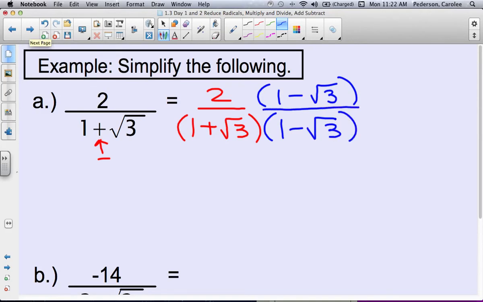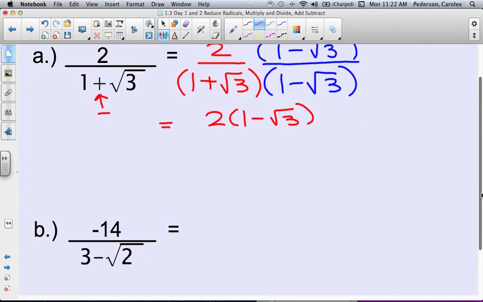Now we multiply these two fractions together. So we multiply across. 2, 1 minus the square root of 3. The denominator, if I FOIL the denominator, 1 times 1 is 1. And then 1 times negative square root of 3 is negative 1 square root of 3. So we just did first and outside. Now we go to inside, and we get 1 square root of 3. And then we go to last. Negative square root of 3 times positive square root of 3 is negative 3.